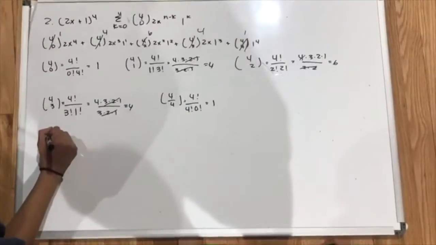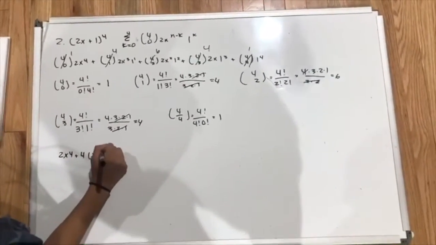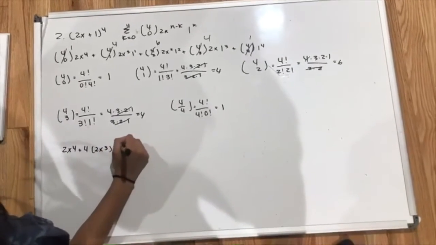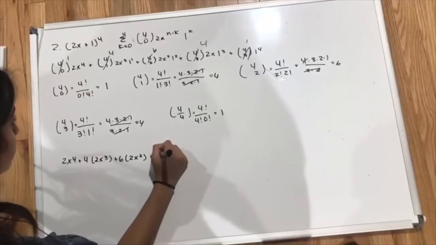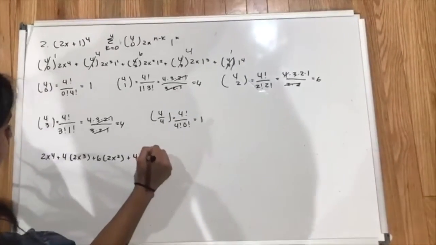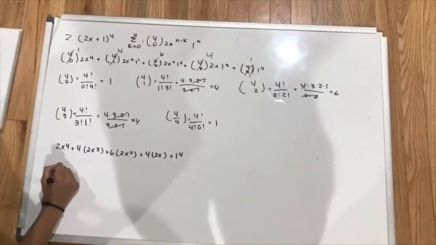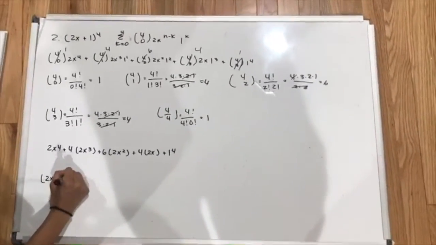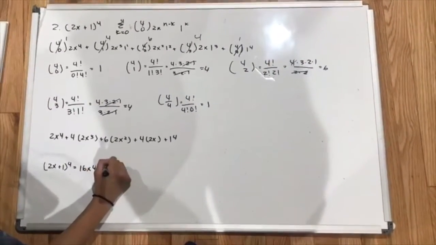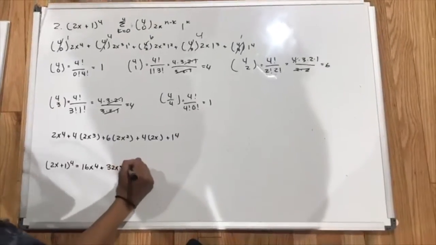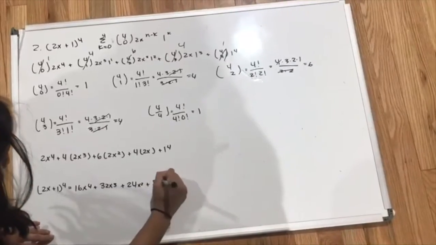And to determine the final product, we need to find what 2x raised to the 4 minus k power is and multiply it by the coefficient we just found. So the first term is 16 because 2 to the 4th power times 1 is 16. The second is 32. The third is 24. The fourth is 8. And the last is 1.